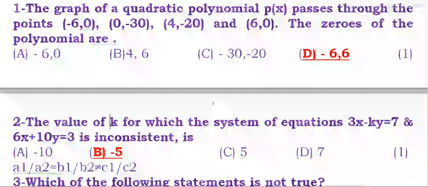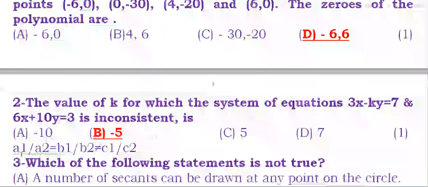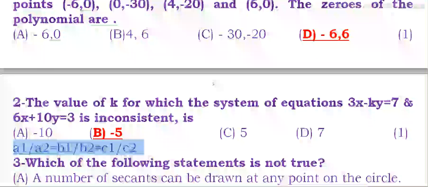Second question: the value of k for which the system is inconsistent, meaning no solution. For no solution, a1 by a2 is equal to b1 by b2 but not equal to c1 by c2. So here a1 by a2, 3 by 6, is equal to 1 by 2, and minus k by 10 should also be 1 by 2. It means the value of k should be -5, because -5 by 10 will be -1 by 2. So the answer will be -5.